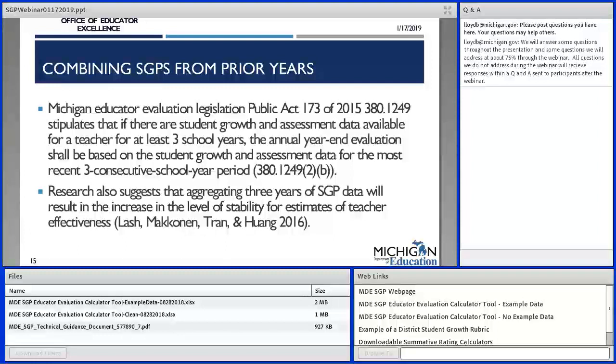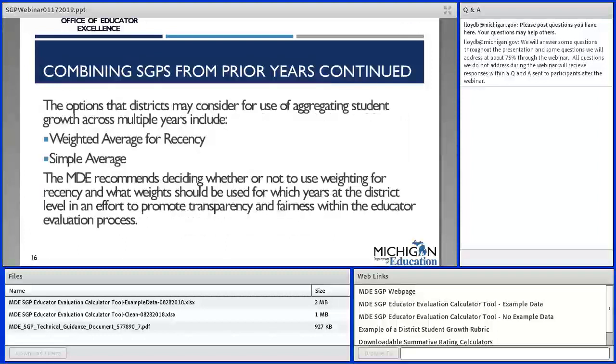Research also does suggest that aggregating 3 years of student growth percentile data will increase the stability of estimates of teacher effectiveness. So not only is it legislation, but it is actually research-validated practice for aggregating student growth data and coming up with the best determinant of teacher impact. Aggregating 3 years of data does provide more stability, validity and reliability of educator evaluation data.